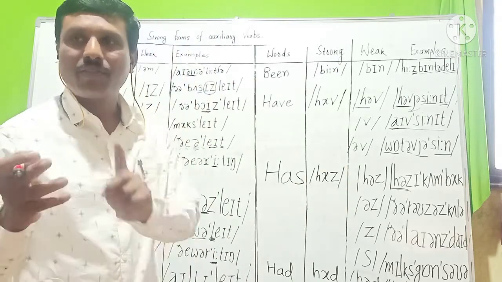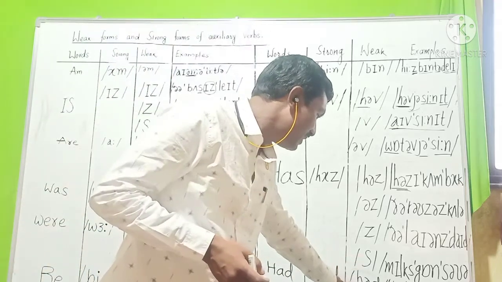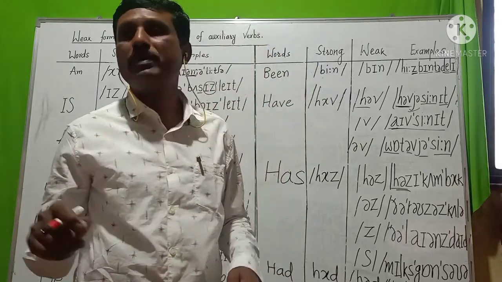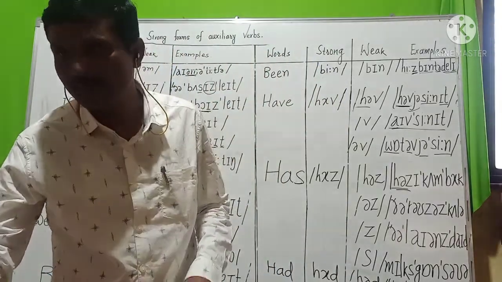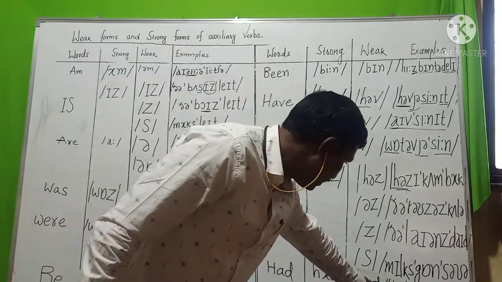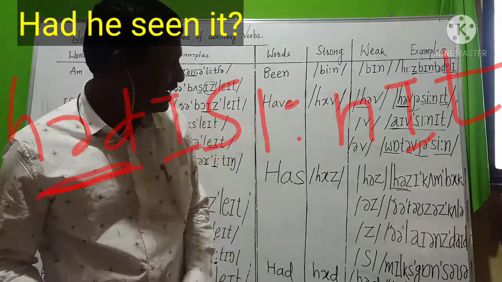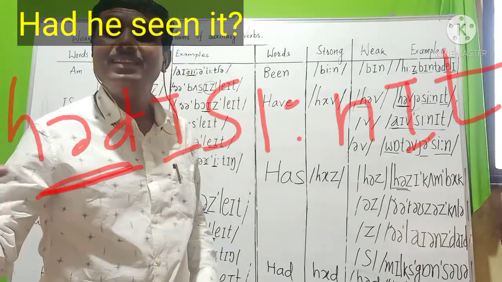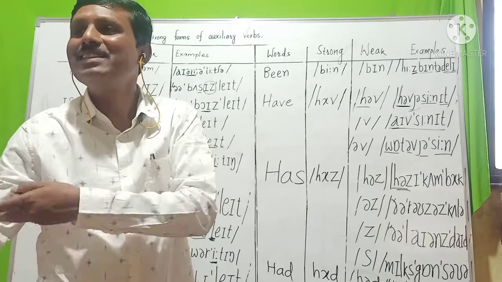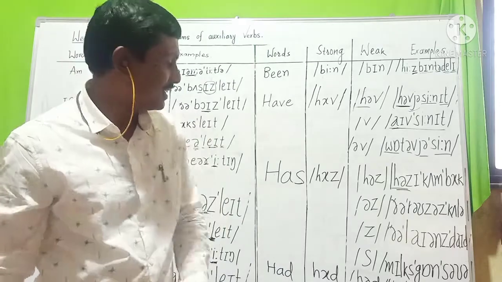And the last one, had. This too has three different forms: had, 'd, əd. When is had used? Had is used when it occurs initially in the sentence, at the beginning of the sentence. For example, had he seen it? Had he seen it?